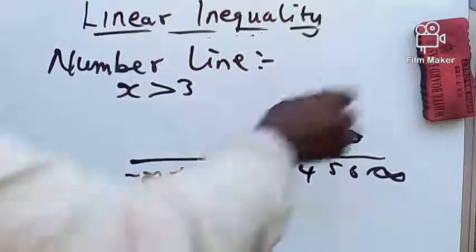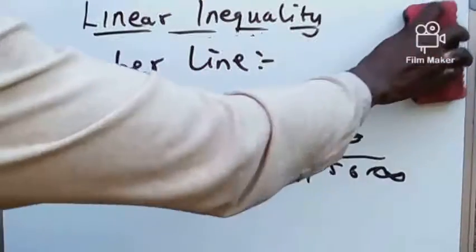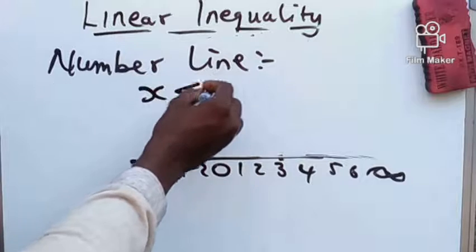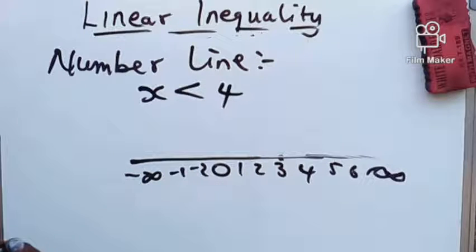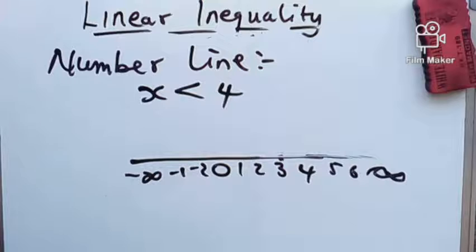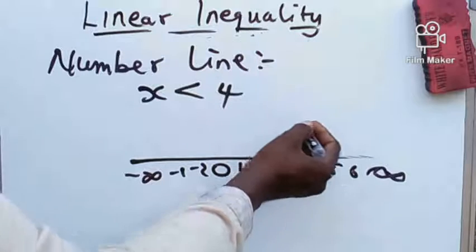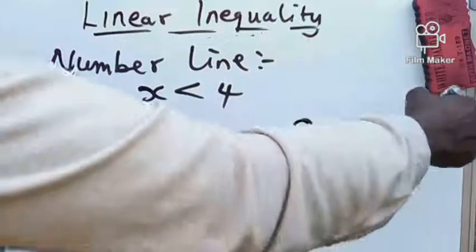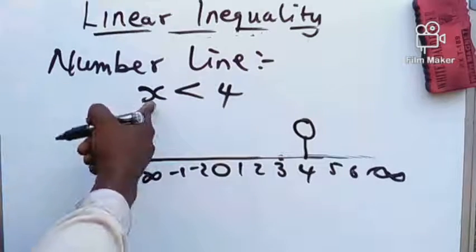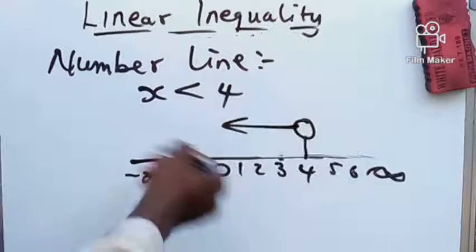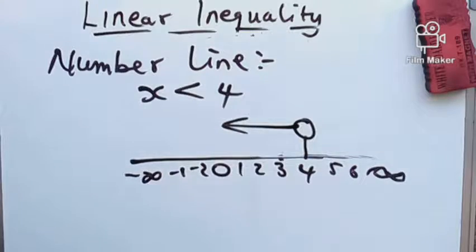So let's take another example. Represent x is less than 4 on the number line. How do you do that? Simply go to our number line and identify where 4 is. So this is 4. We drop it. Draw a circle that is not shaded. And then where will the arrow go? Upward or downward? Notice that x is less than 4. So it's going to go downward. Less than 4. So this is it. And that is the answer.